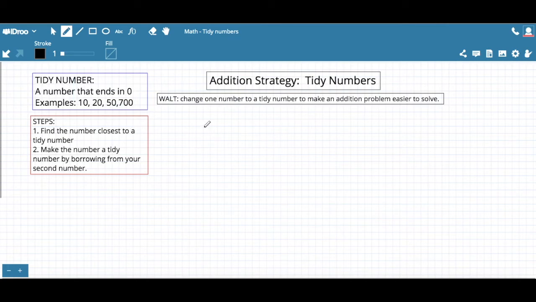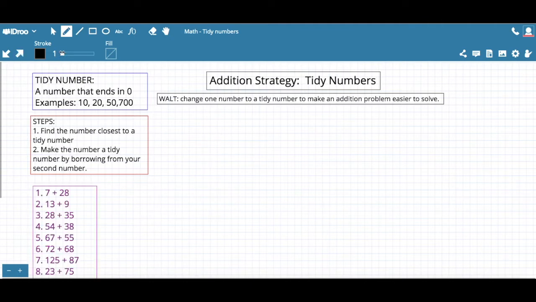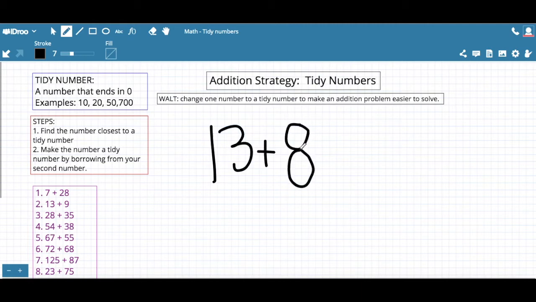Okay, so if I have 13 plus 8. And now we're dealing with slightly bigger numbers. You don't have to draw every single part of the 13. You could just represent it, so make it look like you've got 13 by doing a little pile. So 13 plus 8. What's our first step? Pause the video and I want you to say out loud what the first step is for using the tidy number strategy.